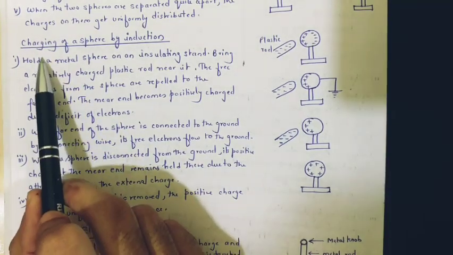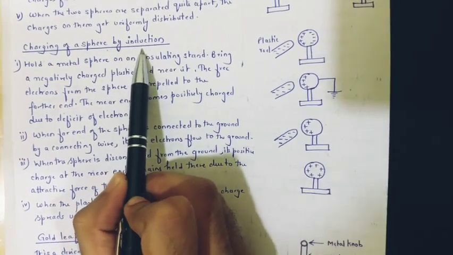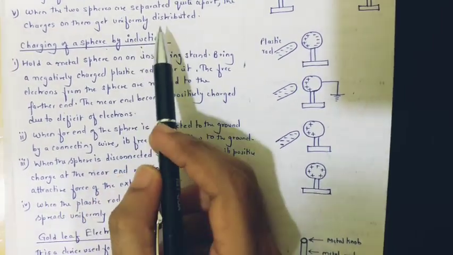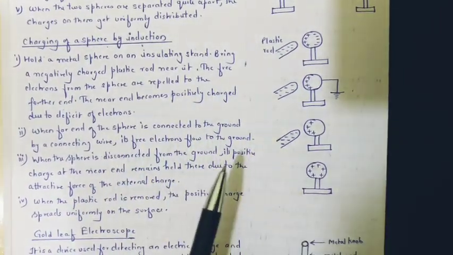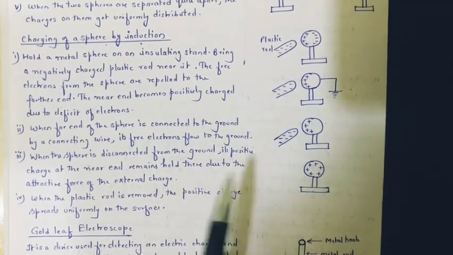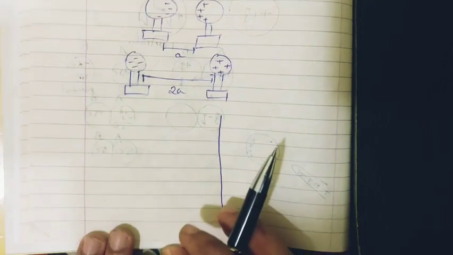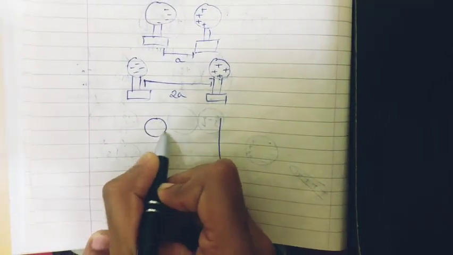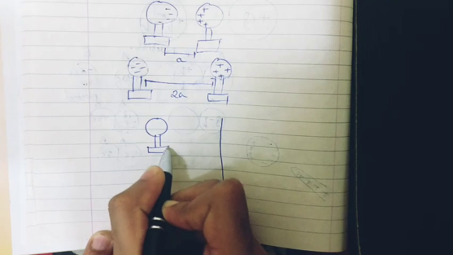Next is charging of a sphere by induction. For example, supposing I want to charge a sphere positively, a completely positive sphere, what do I do? Okay, we are going to see that. So in the first step, what I do is similar: I take a sphere and I mount it on an insulating stand.